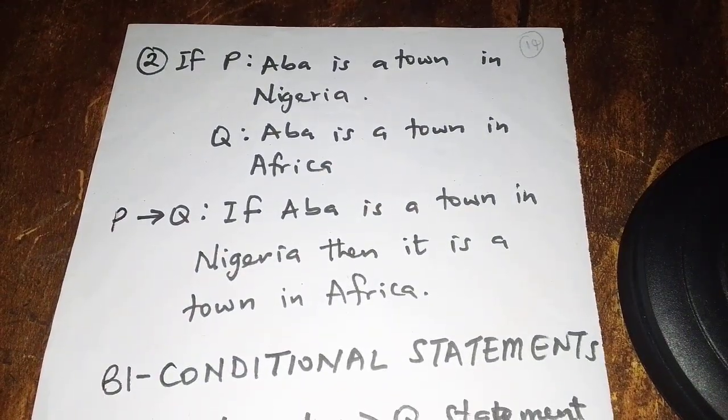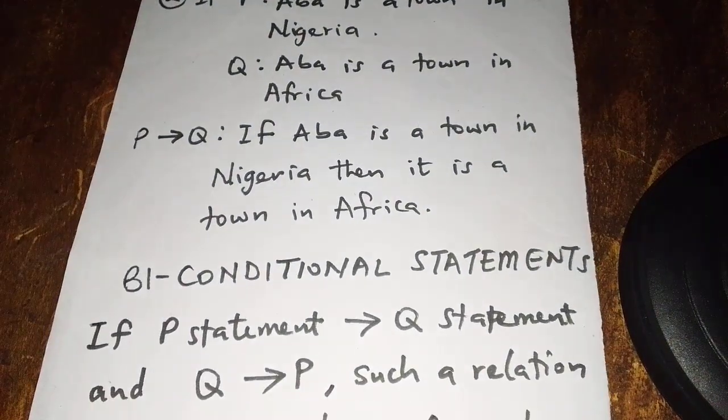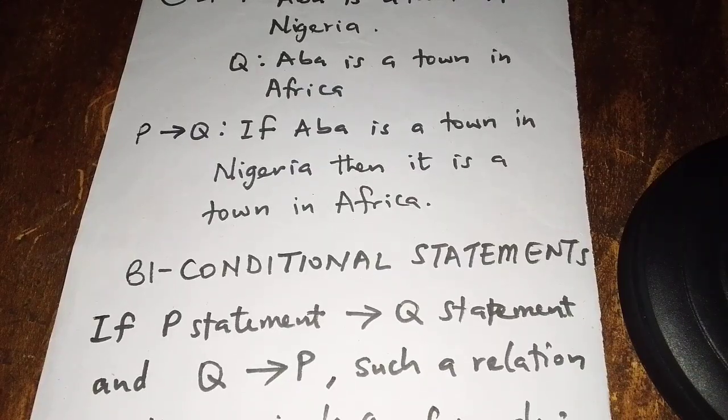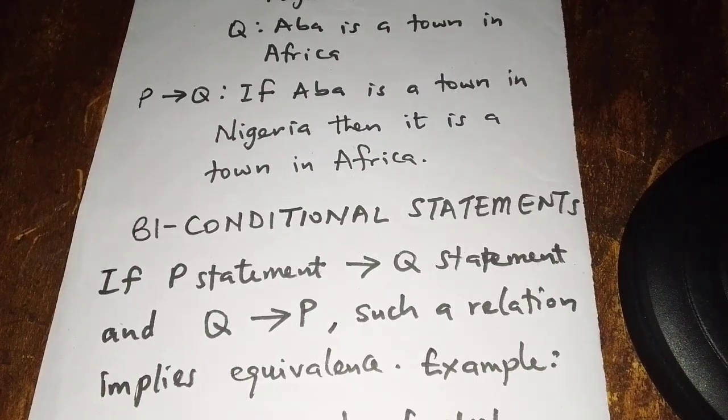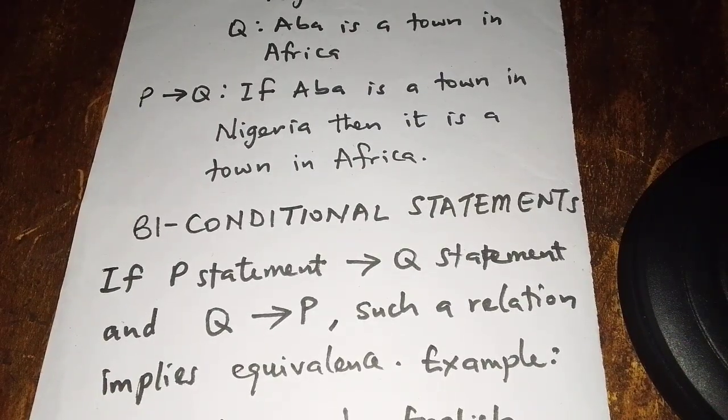Now let's look at biconditional statements. If P statement implies Q statement and Q statement implies P statement, such a relation implies equivalence. That means if we say a statement in the forward direction, and it still means the same thing if we revert the statement, it means that it is a biconditional statement.